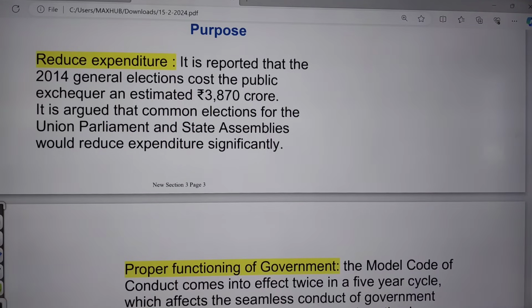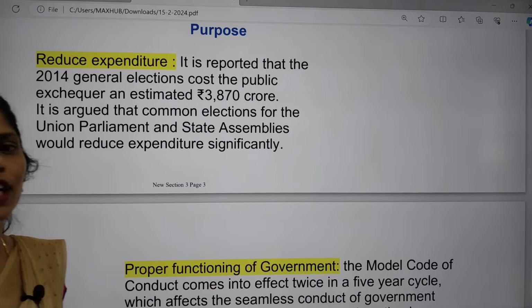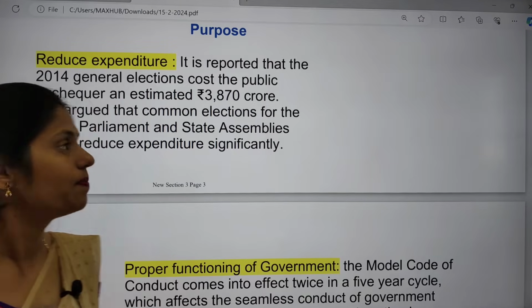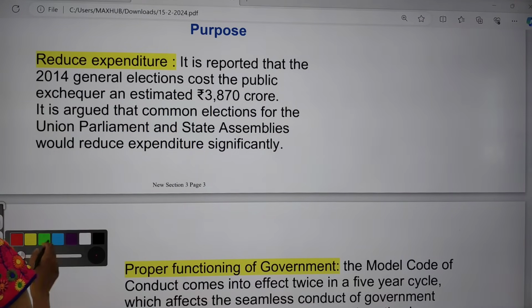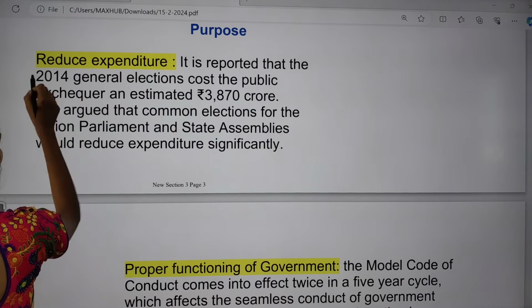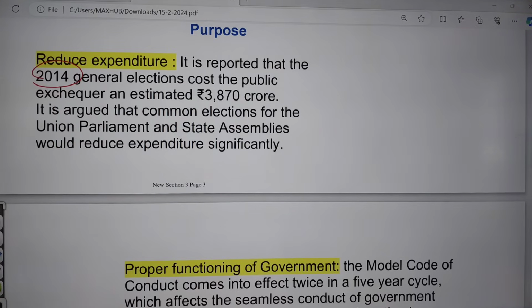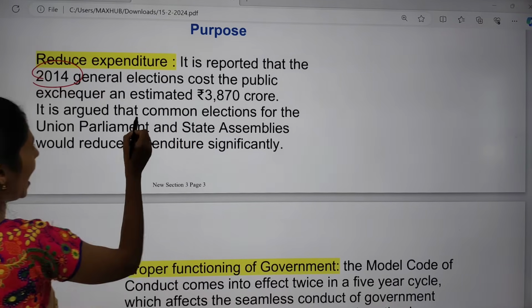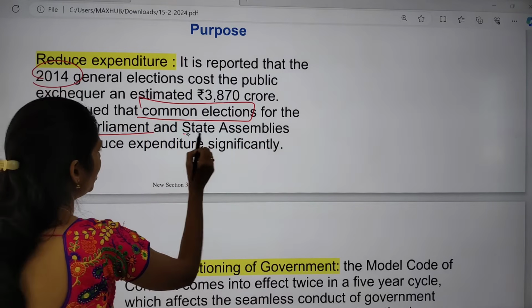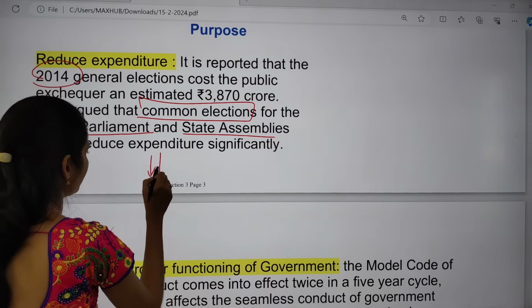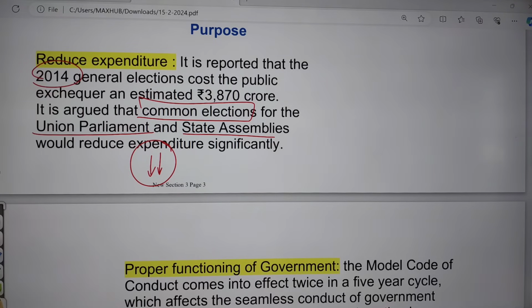The important purpose here is it will reduce expenditure for the government, because there is data which says that in the 2014 general elections, the cost incurred for the election was around rupees 3,870 crores. So whenever you have these common elections for the state legislative assembly and union parliament, we can reduce this expenditure drastically.